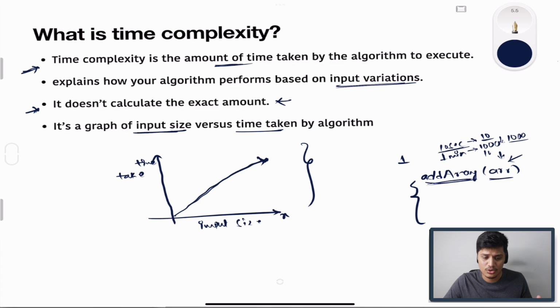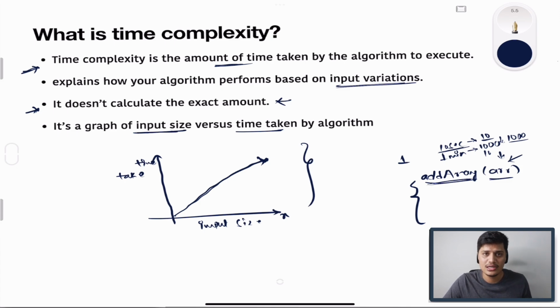So let's try to revise here. What exactly is time complexity? Time complexity of an algorithm is nothing but the amount of time taken by the algorithm, and as part of the time complexity analysis we will try to analyze how our algorithm is going to execute based on the fluctuations in the different sizes of the input.